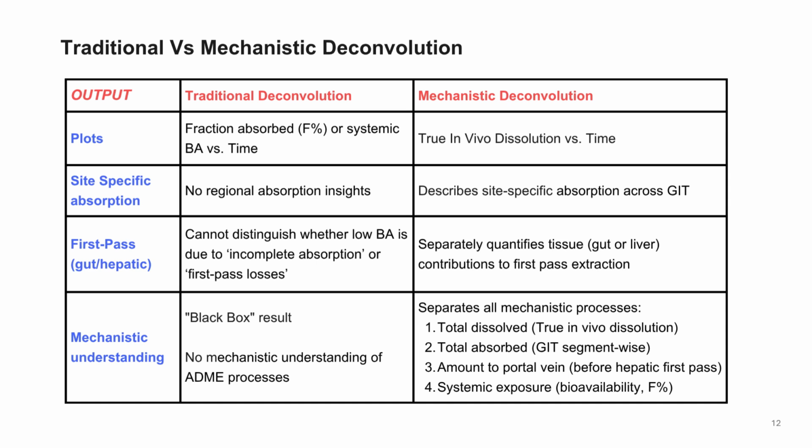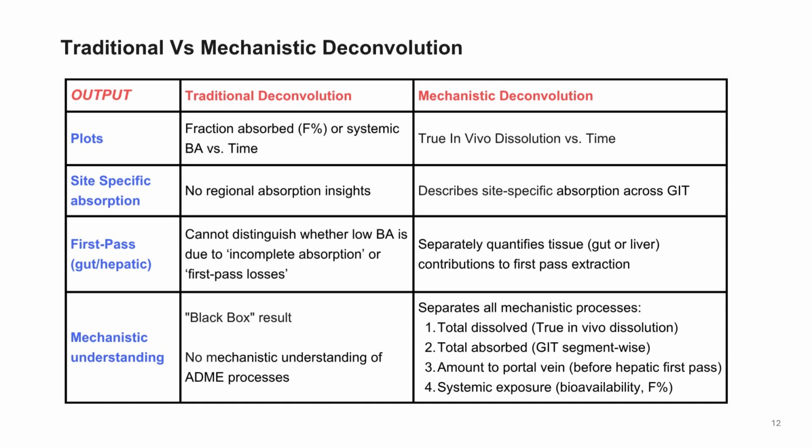Now let us look at the output differences. Traditional deconvolution produces a plot of fraction absorbed or systemic bioavailability over time, essentially the amount reaching the central compartment. It provides no regional absorption insights. It cannot distinguish whether low bioavailability is due to incomplete absorption or due to first-pass losses. Thereby, traditional deconvolution functions as a black box, with no mechanistic understanding of the underlying ADME processes.